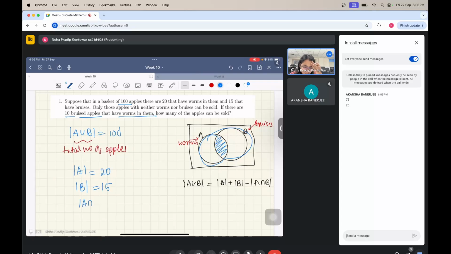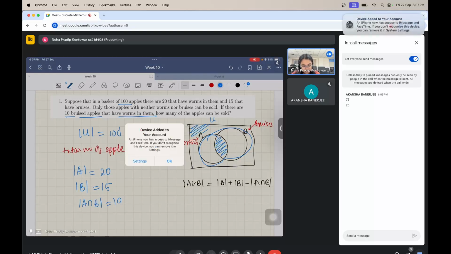Sorry, this is not A union B. This is the size of the universe that you have, the set of all the apples. Out of them, these are bad because they have worms, these are bad because they have bruises, and what you are interested in is this area which is outside both of them. So this 100 is the size of the universe, and the size of A intersection B is 10.